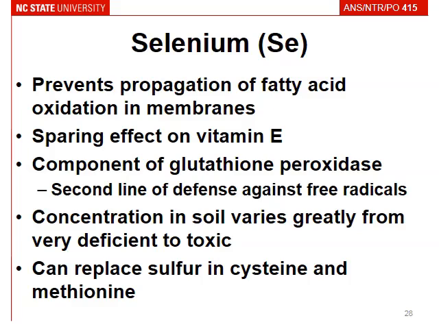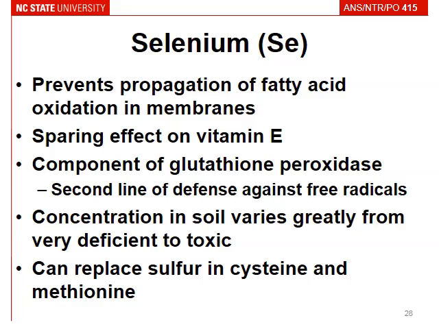So our last antioxidant nutrient that we're going to talk about is selenium. Selenium works in conjunction with vitamin E. It helps prevent the propagation of fatty acid oxidation in membranes, and because of this, it's said to have a sparing effect. It is a component of glutathione peroxidase, which is the second line of defense against free radicals. So glutathione peroxidase stops the propagation.